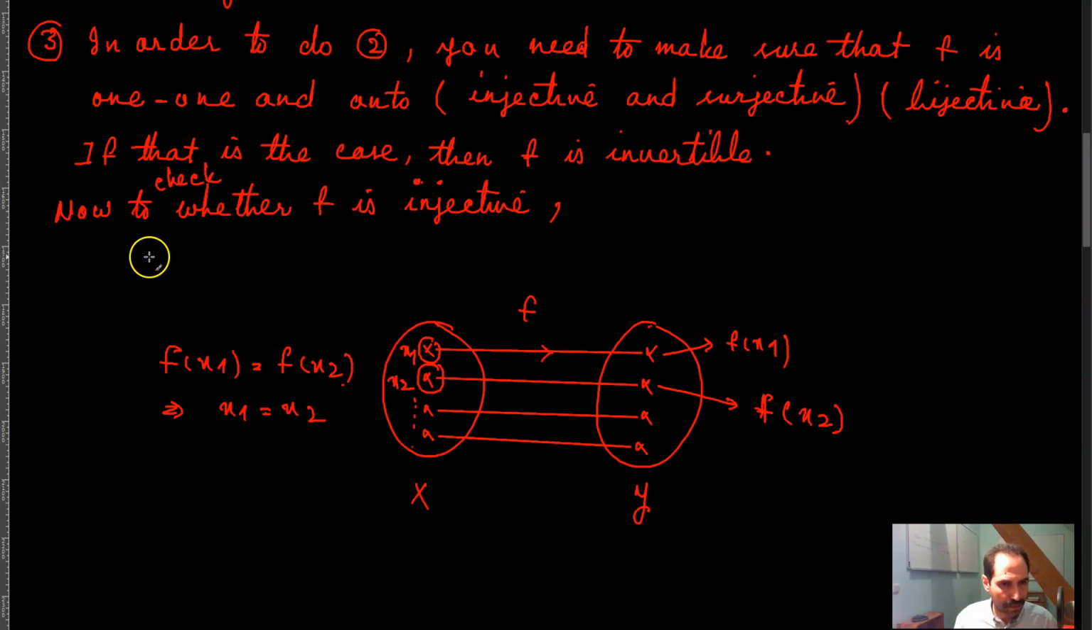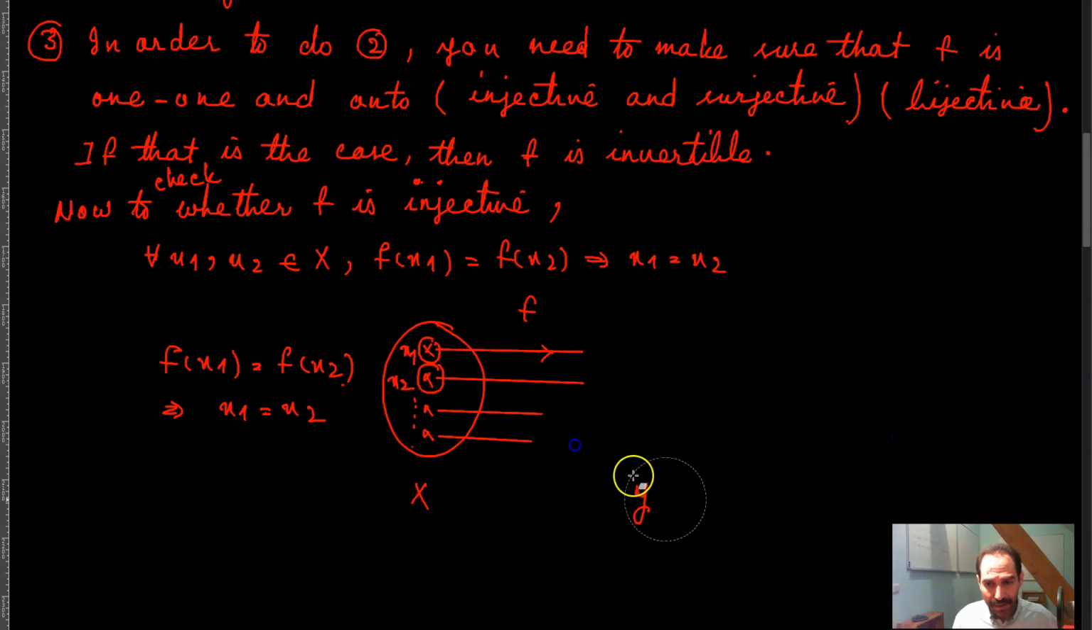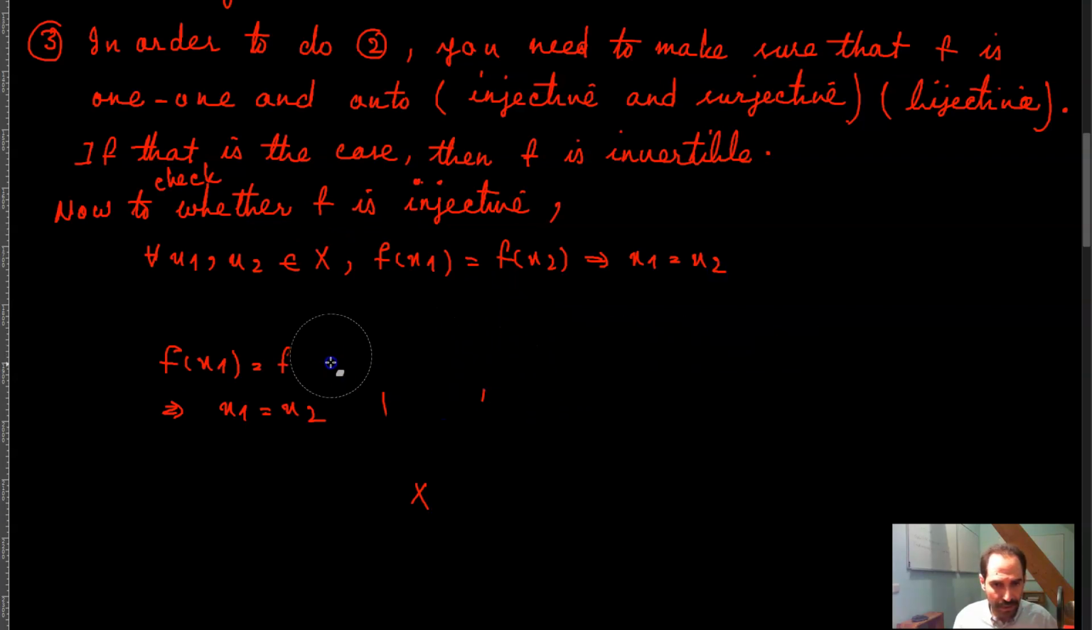So we write this as: for every x1, x2 belonging to the domain of the function, f of x1 equal to f of x2 implies that x1 is equal to x2, right? Which is the condition that we use.